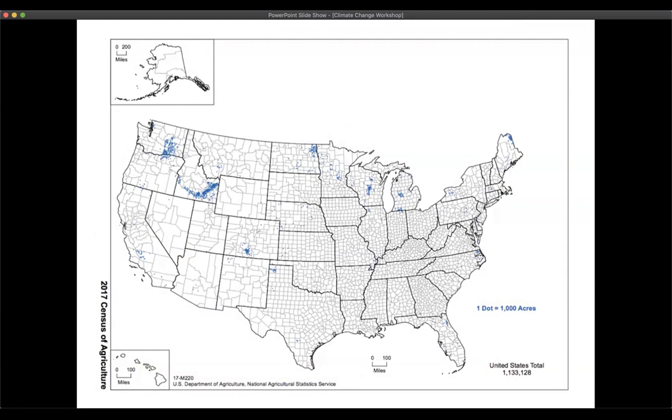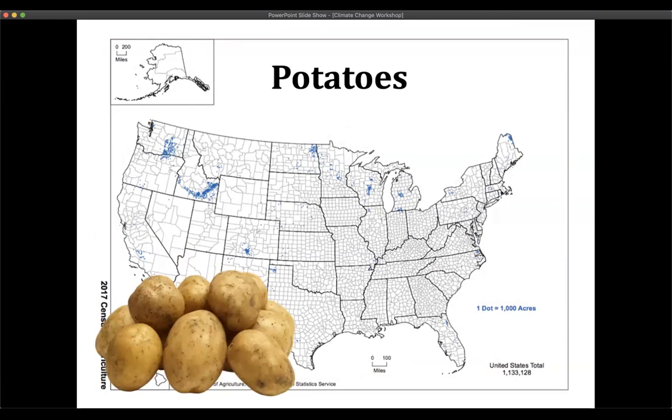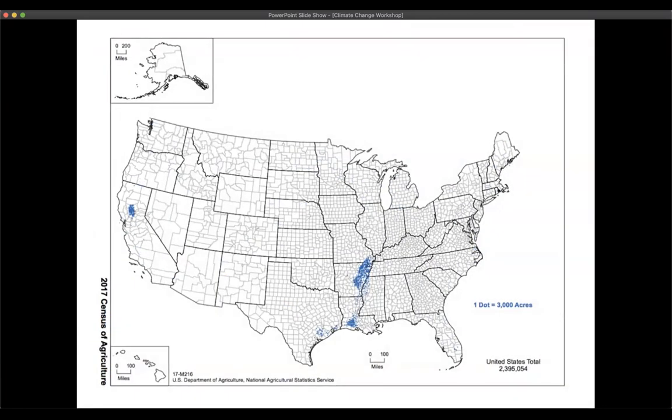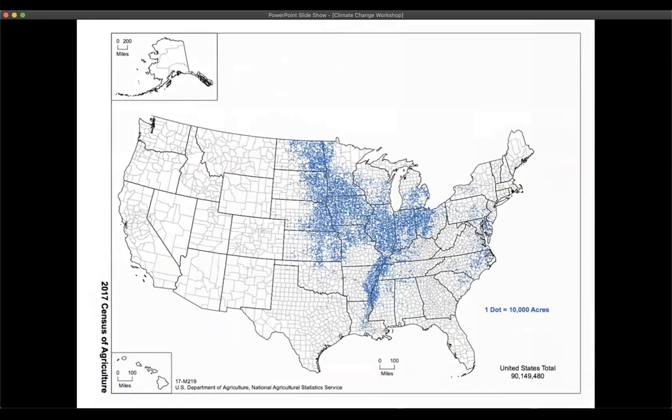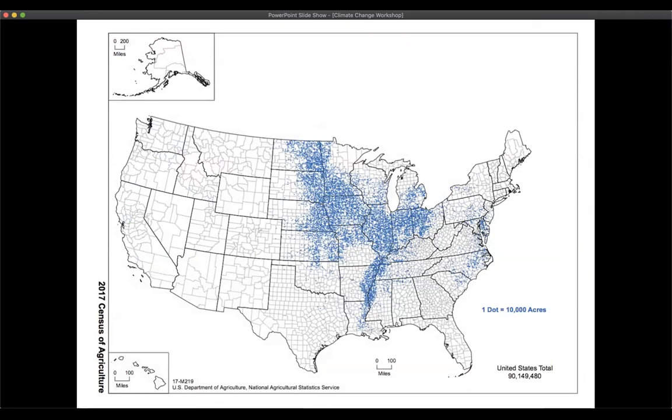All right, we've got some good guesses, some correct guesses. It is potatoes. Good. How about this map? One dot equals 3,000 acres of this crop. And you guys are right. Again, it's rice. Okay. Another map. This one's a little bit tricky. What do you think this one is? One dot equals 10,000 acres.